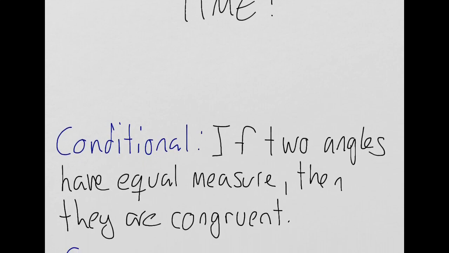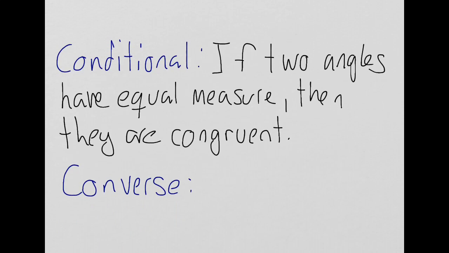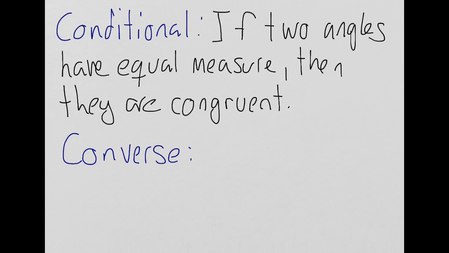All right, it is time for some practice writing biconditional statements. I'm going to start off by giving you the conditional statement. You're going to find the converse of that statement, and then after that you'll write out the biconditional. The conditional statement is, if two angles have equal measure, then they are congruent. Your job right now is to pause the video and find the converse of this statement.